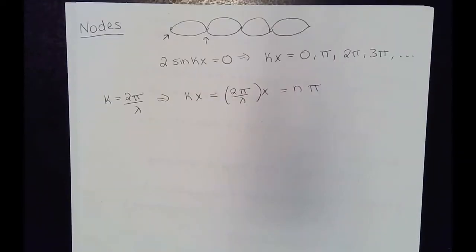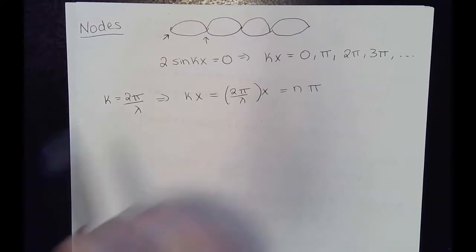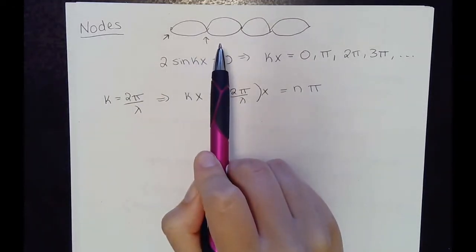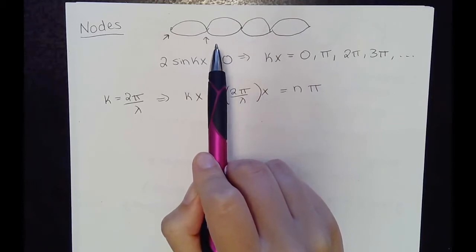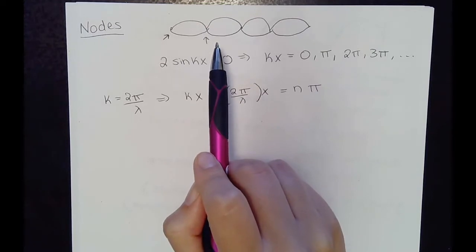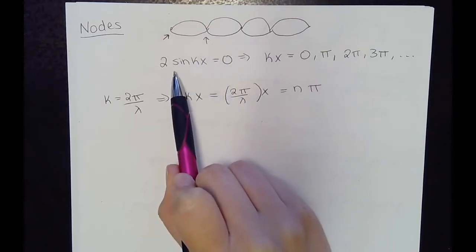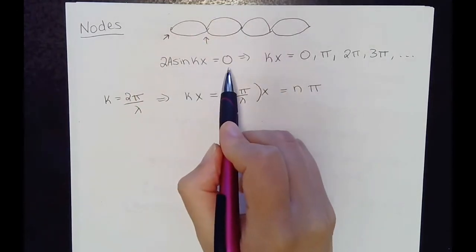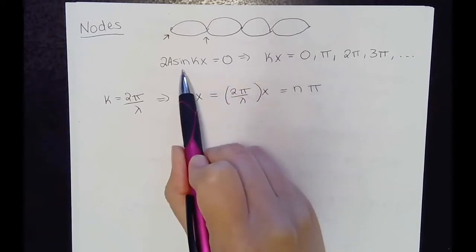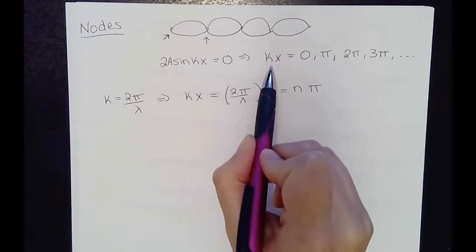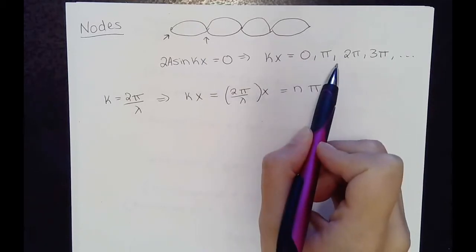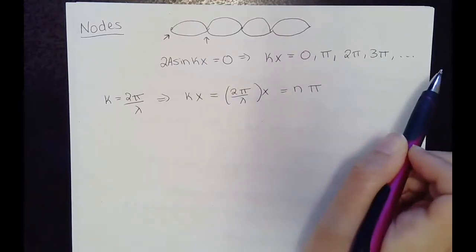Okay, let's look further into this standing wave pattern. I've drawn one standing wave pattern here. The nodes, again, are these points here of 0 displacement. So the amplitude at these points is always 0, and they show no motion at any time. So we have 2a sine kx equals 0. And in order for us to have this equal to 0, we need kx to be a multiple of pi. So 0 or pi, 2 pi, 3 pi, and so on.